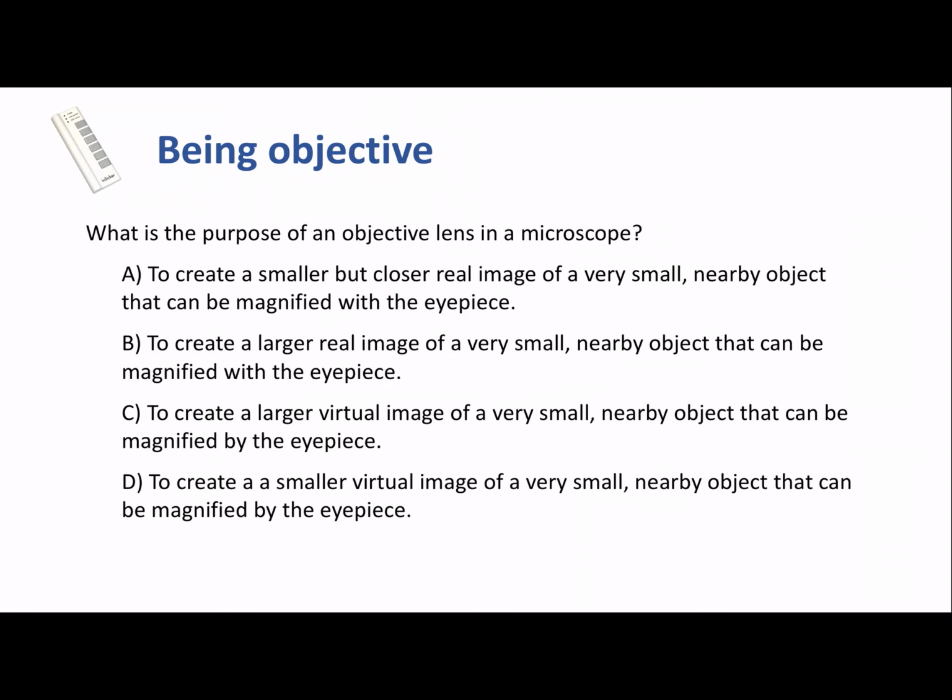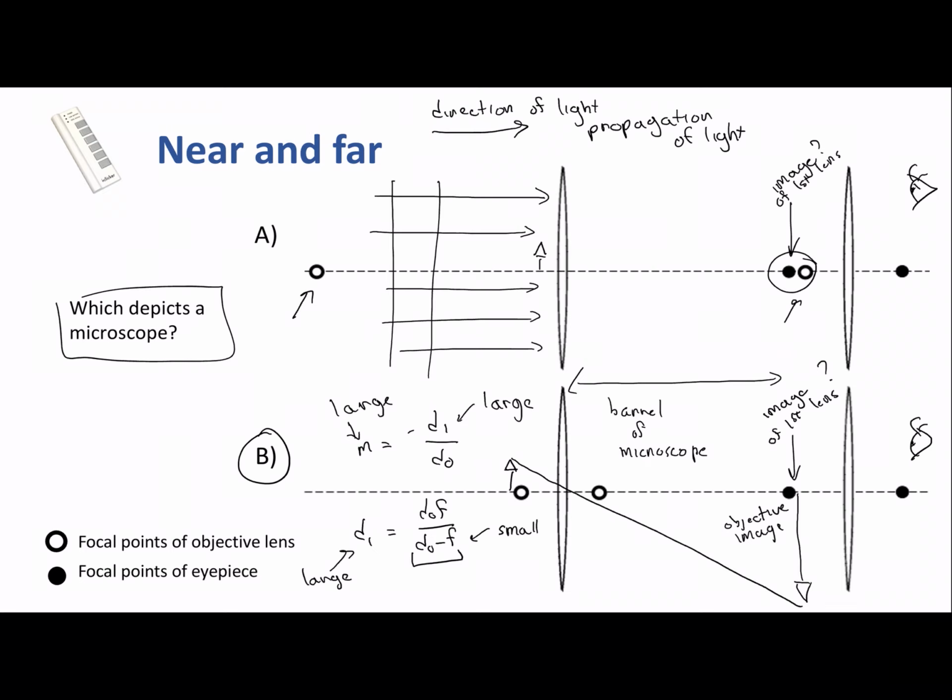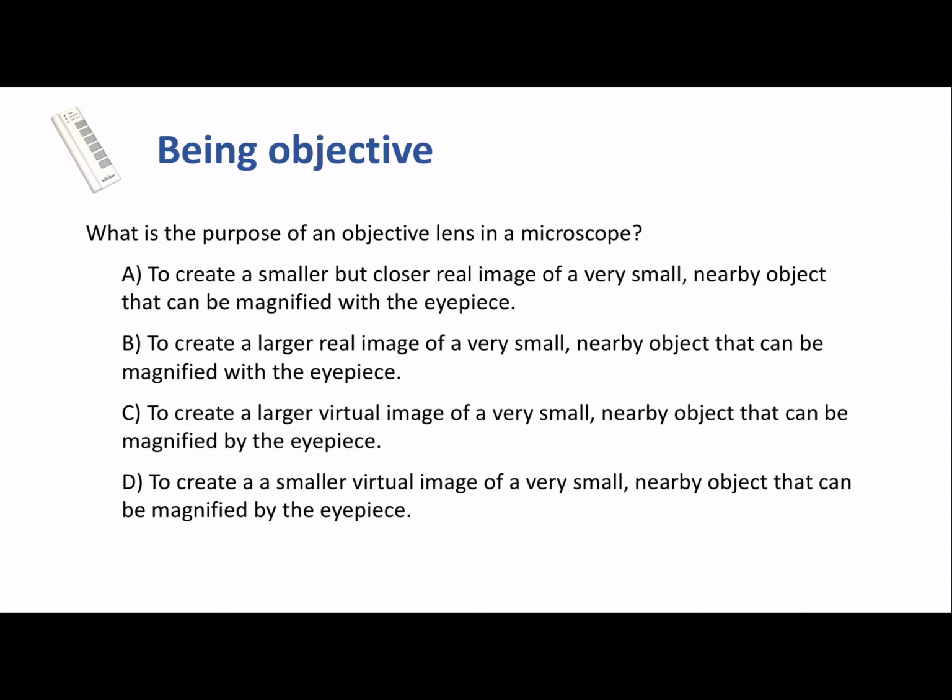Well, we kind of got to it already, right? So I'm going to back up to the picture that we had. The purpose of this objective lens is to take a very small object that's close and make it very large. So I want to create a larger real image. So I want to magnify that bacteria. I want the image to be real so that I can then examine it with my eyepiece like I would with a magnifying glass. It's certainly a small nearby object that will then, I can use the eyepiece to magnify this image.